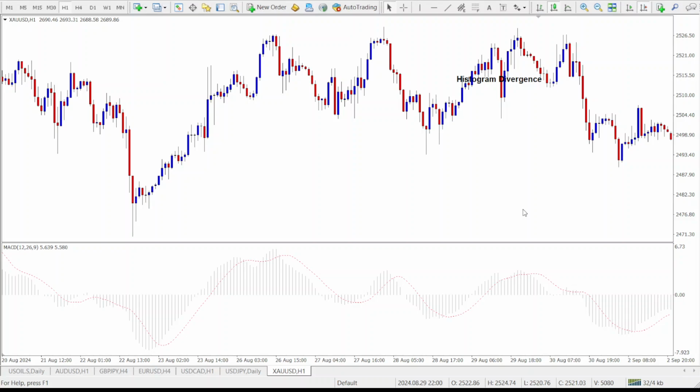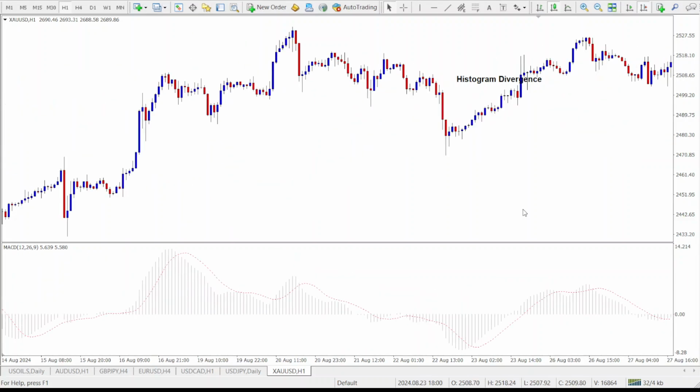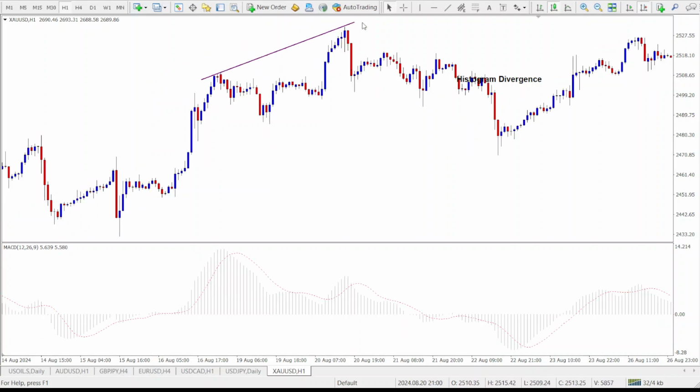Bearish divergence occurs when the price is making higher highs, but the histogram is making lower highs. When price is making higher highs, I think we have found one bearish divergence pattern here. You can see that the price was making higher highs here, and you can see that the histogram bars were making lower highs.